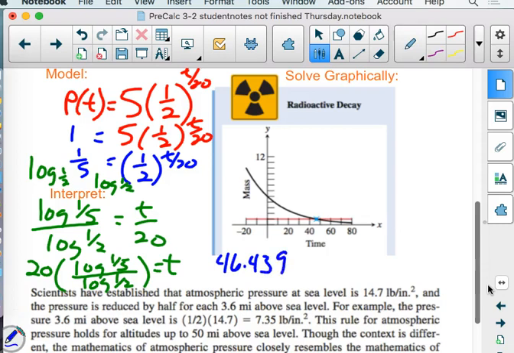46.439. What were we trying to find? How many days? Yeah, this was all in days. Now, this is another one where we might want to change this into days and hours. Instead of just leaving it 46.439 days, we might want to say 46 days. So tell me how many hours that would be by taking that 0.439 times 24.